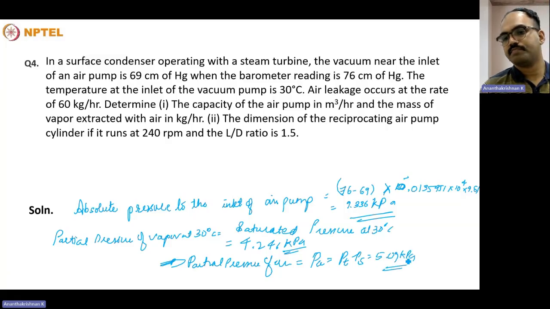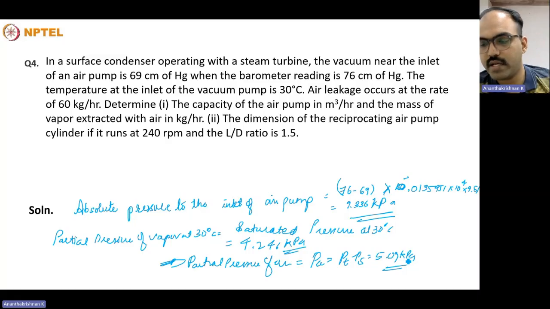So this is a vacuum pump. The vacuum near the inlet of the air pump is 69 when the barometer reading is 76. So the difference between these two will be giving us the absolute pressure. So 7 centimeters will be the difference at the inlet to the vacuum pump, and using the density of the mercury and the g value, we can get the absolute pressure. That minus saturated pressure will be giving us the partial pressure of vapor at 30 degrees Celsius. Therefore, the partial pressure of air will be equal to Pt minus Ps, which is equal to 5.09 kilopascal.